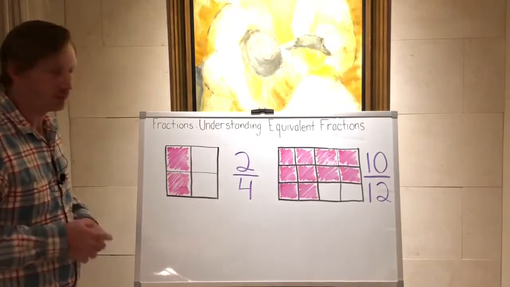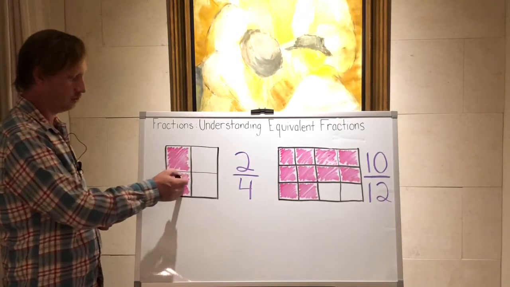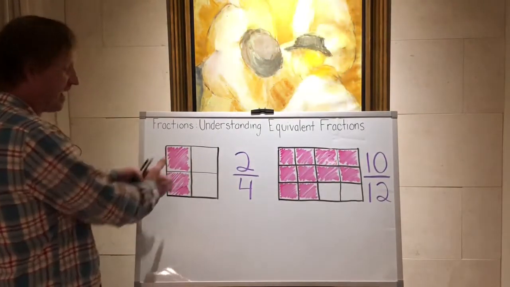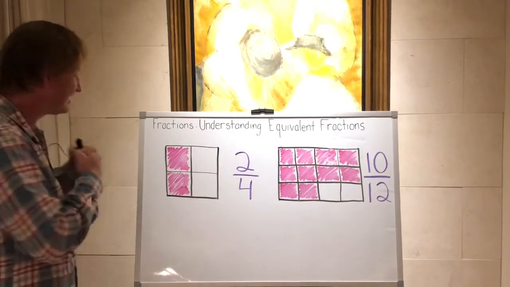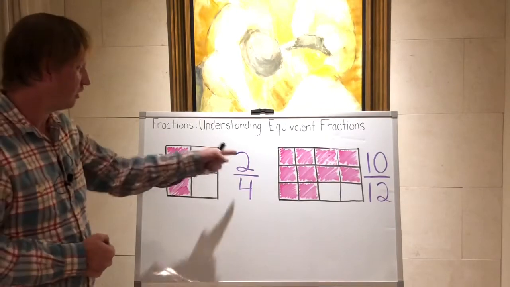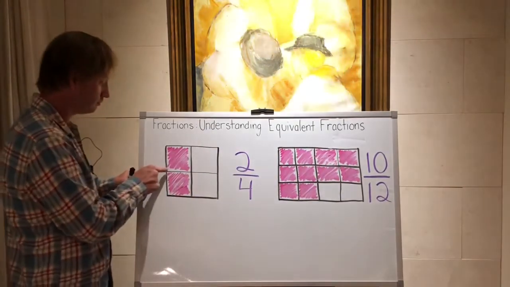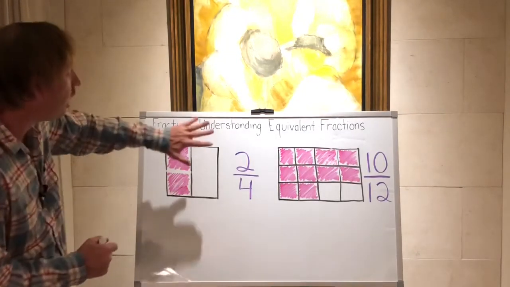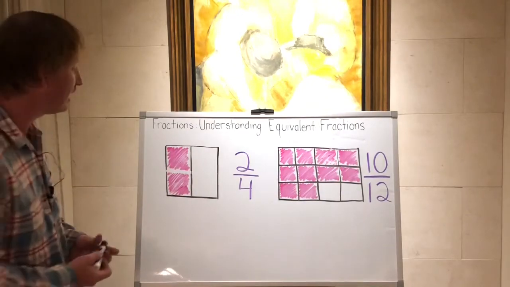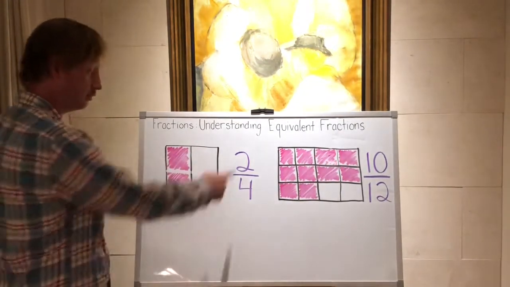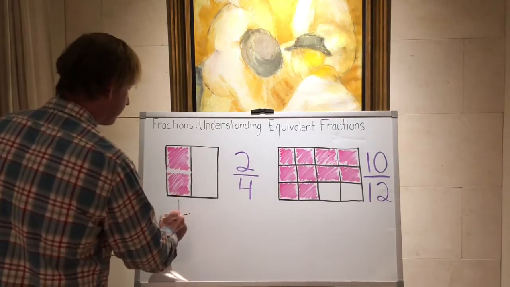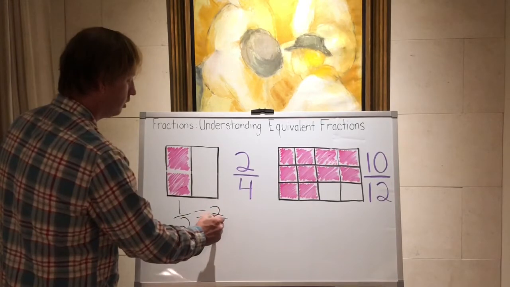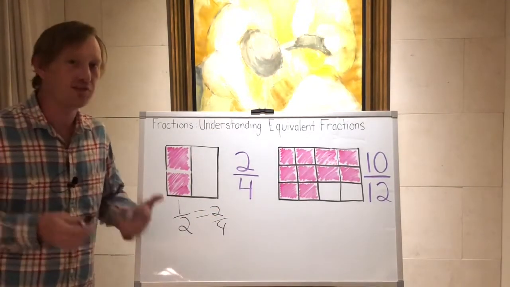So let's look at our first example. Our first example shows 2 out of 4. 1, 2, 3, 4. How could we make this fraction equal, the same as it did before, have the same amount of area colored in, but change the numbers? What if I did this? I didn't change how much of my square here was colored in. All I did was change how many boxes make a total. Instead of 2/4, now I have 1/2. And so we know that 1/2 is equal to 2/4.